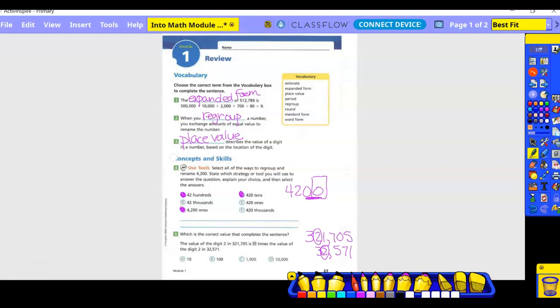So the 2 in the first one is in what place value? The 10,000s, right? The 2 in the second one is in the what place value? Is in the thousands spot, right? So how far are those place values apart? How many spaces? 1 space. So if we have 1 space apart, then it's how much bigger? 10, right?